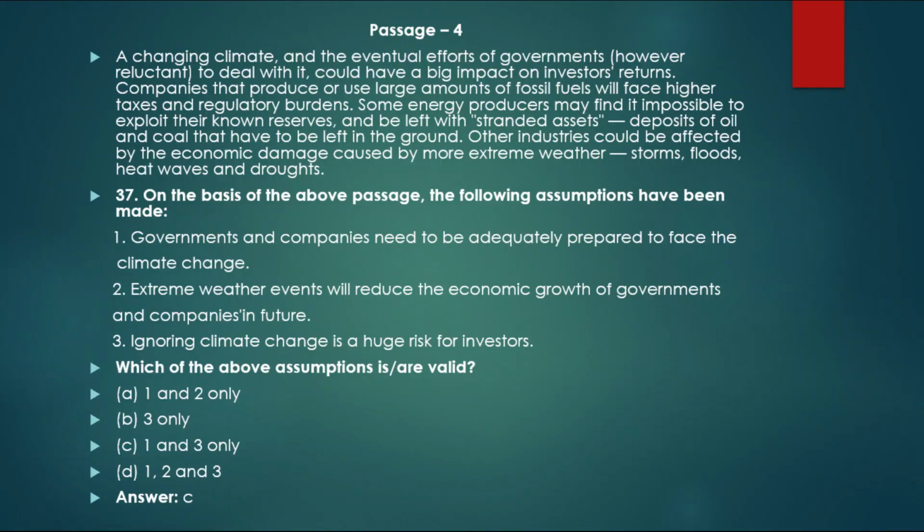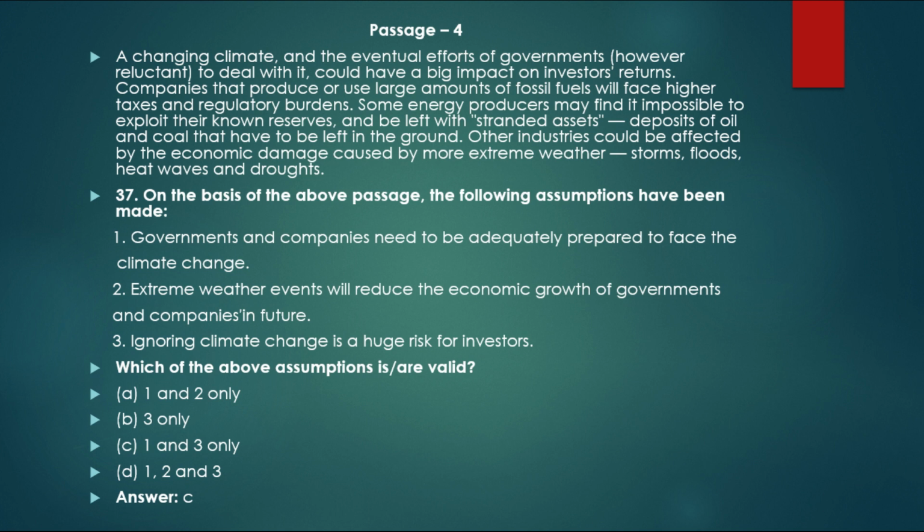Next, passage 4. A changing climate and the eventual efforts of governments, however reluctant to deal with it, could have a big impact on investors' returns. Companies that produce or use large amounts of fossil fuels face higher taxes and regulatory burdens. Some energy producers may find it impossible to exploit their own reserves and be left with stranded assets, deposits of oil and coal that have to be left in the ground. Other industries could be affected by the economic damage caused by more extreme weather, storms, floods, heat waves, and droughts.